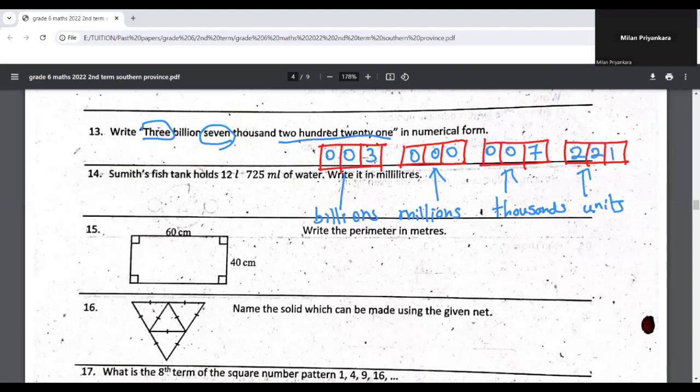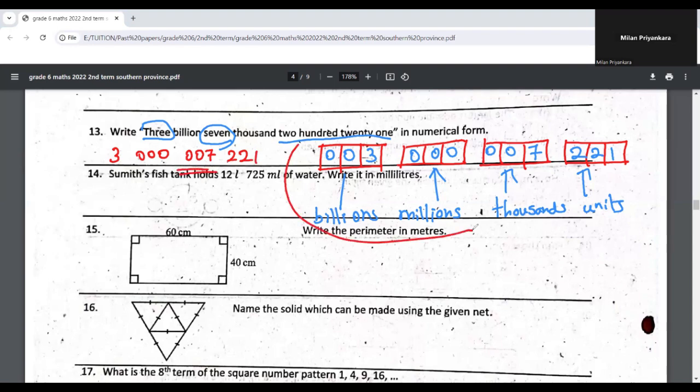221 units, right? Now you have got this answer, and when you write your final answer, you should write it like this: 3 and space 000 for millions and space 007 for thousands and 221. So this should be your answer.